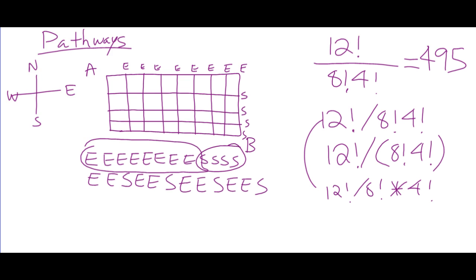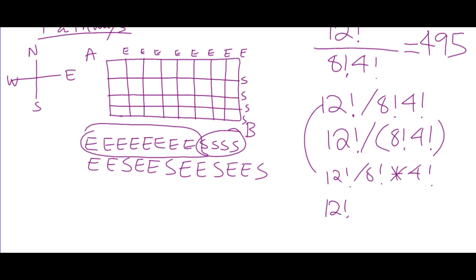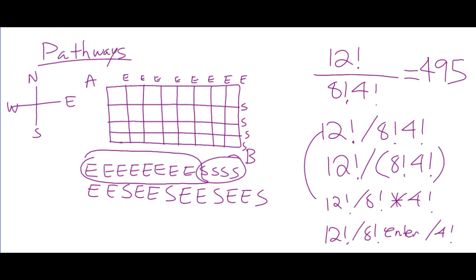Okay, so another way you could do it: you could go 12 factorial divided by 8 factorial, then hit enter, and then go divided by 4 factorial. So either recognize, hey, I'm dividing by the product of these two, so I need to put them in parentheses, or I'm going to take this divided by this, hit enter, and then divide by 4 factorial. Whatever works for you. Just don't do this. Wrong answer.